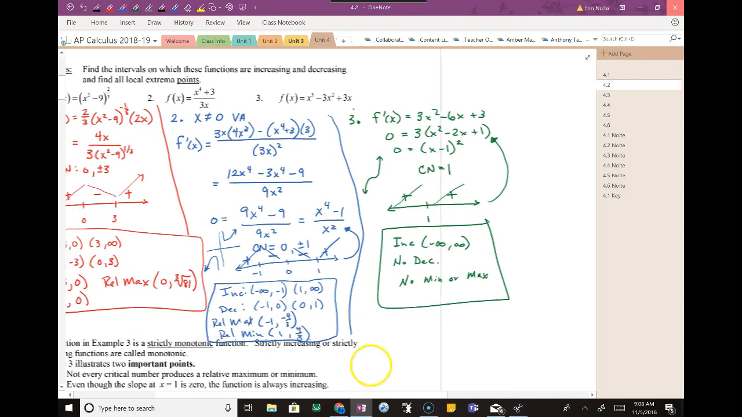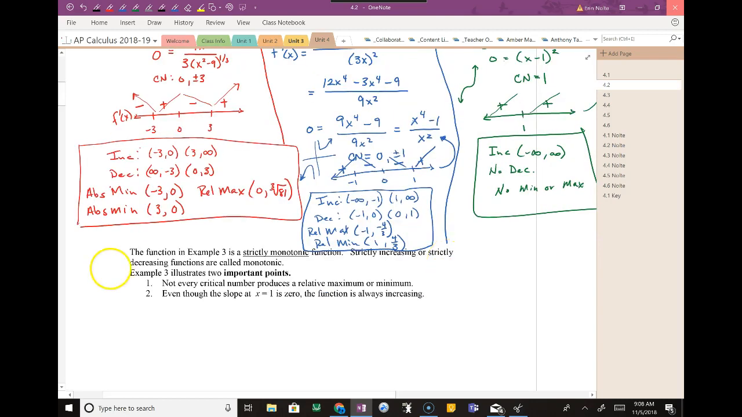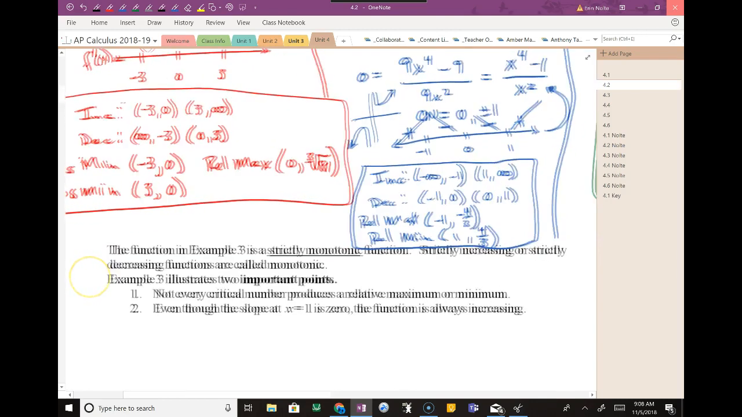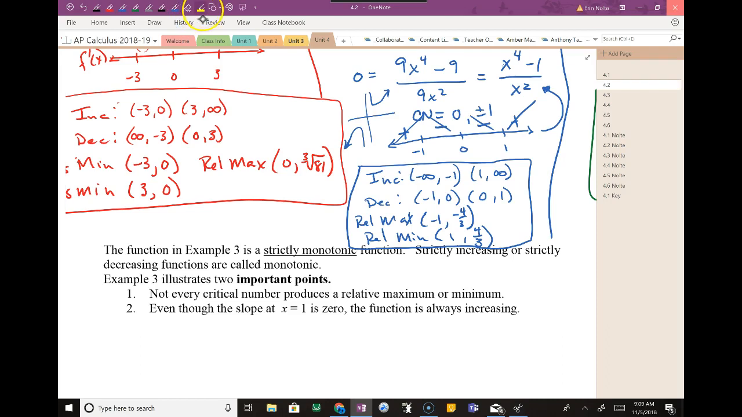All right. So let's just double check what this says because they're probably going to ask you questions about this wording. So it says in example number 3, the function is strictly monotonic. Okay, what does strictly monotonic mean? Strictly increasing. Yeah, you're just doing one or the other. Okay, so it's only increasing or it's only decreasing. So strictly increasing or strictly decreasing is monotonic.